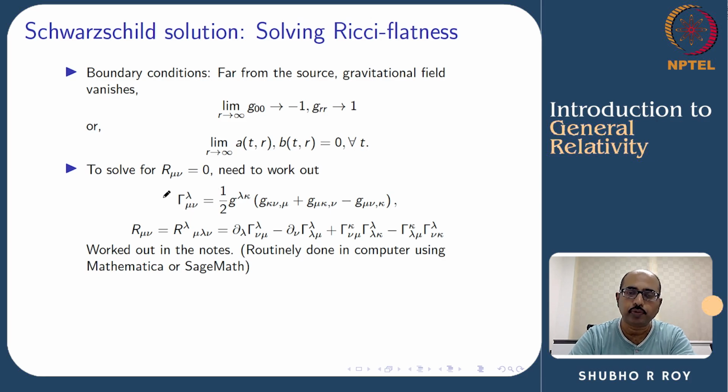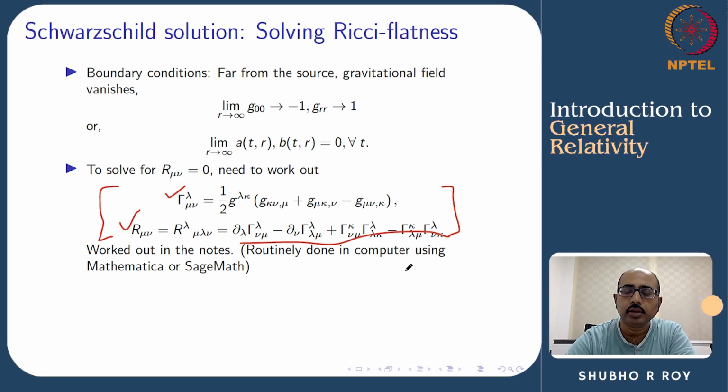For that, we need to, of course, work out the Levi-Civita connection coefficients. And then from the Levi-Civita, we need to construct the Ricci tensor coefficients. Okay, so this is worked out in the notes. I will spare you the calculation, but this is very straightforward. It's just calculus, you just differentiate.